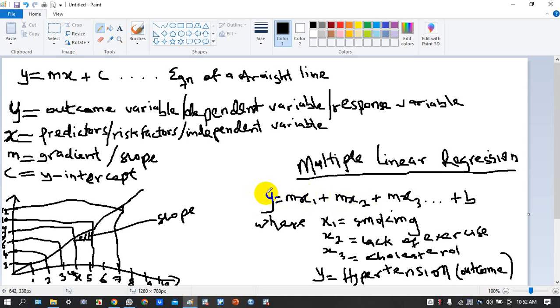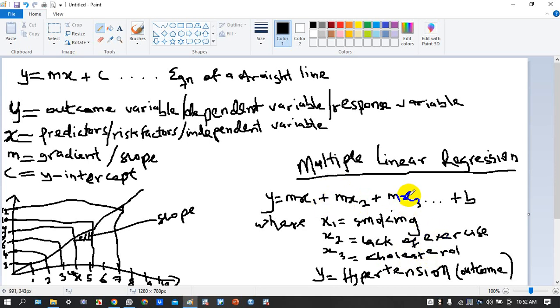So y is dependent on x. That is why we say y is the dependent variable. But x is independent because it doesn't depend on y or on m or on the y-intercept. X does not depend on anybody. It depends on itself. So smoking will depend on itself. Lack of exercise, which can cause hypertension, will depend on itself. High cholesterol level or hypercholesterolemia will also depend on itself.